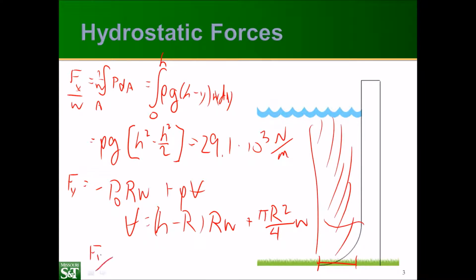So we get Fy over the width is negative h r minus r squared plus pi r squared over 4, times the density, plus the atmospheric pressure part. And this becomes negative 123 times 10 to the third newtons per meter depth into the page. So we can use these simplifications to make the math quite a bit easier.